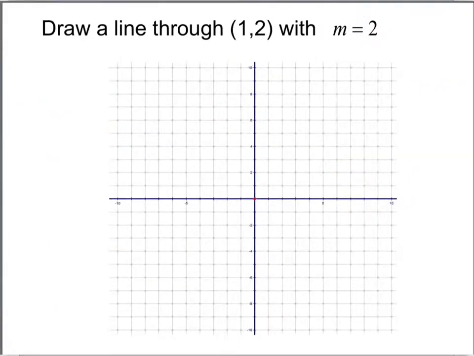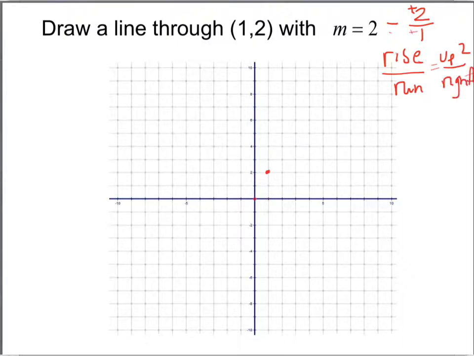Now let's try it one more time. Draw a line through 1, 2 with a slope of 2. So 1, 2, let's plot the point first. There's 1, 2. Now, the slope is 2, and that's not super helpful for us because we want a ratio, rise over run. We have the numerator, but we don't have the denominator. But remember that 2 is just 2 over 1. So we want to rise, and this is positive, so we go up 2, and this is also positive, so we go right 1. So up 2, right 1 gets us this point, up 2, right 1 gets us another point. If I keep doing that, I'm going to continue to get points on the line.